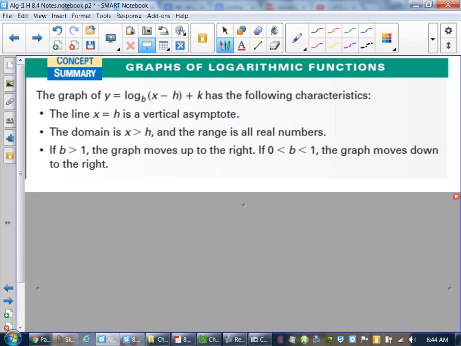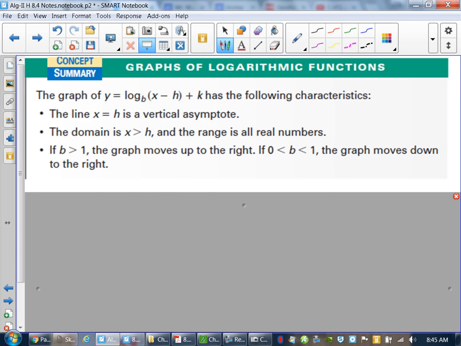If your base is greater than 1, it moves up to the right. If it is between 0 and 1, it moves down to the right. Very well written. Thank you. Up and right. Down and right. And that's about it. Logarithms are very straightforward in how we set them up.